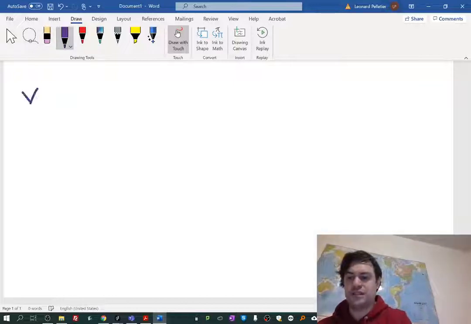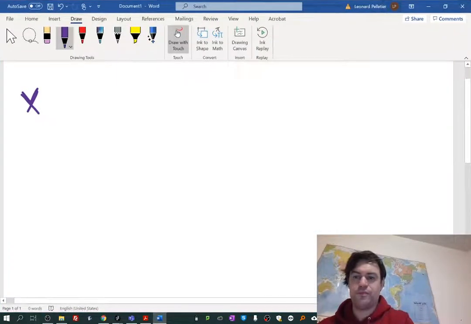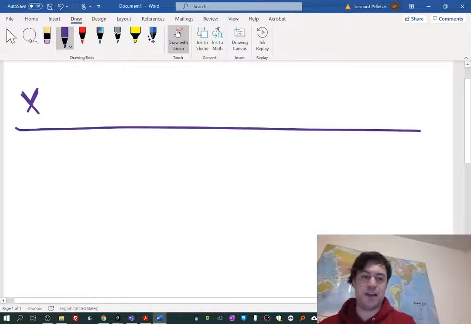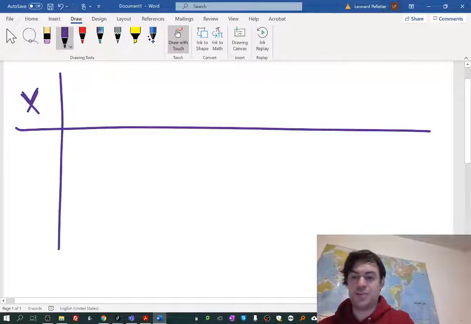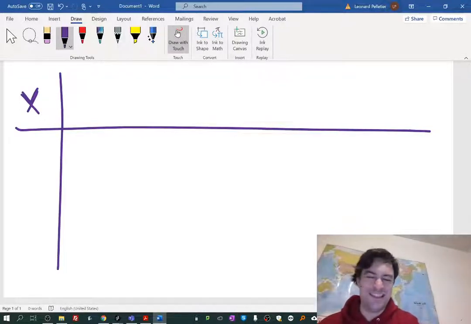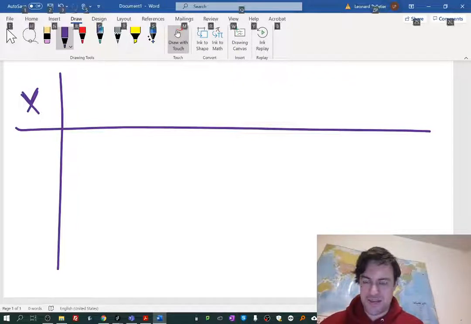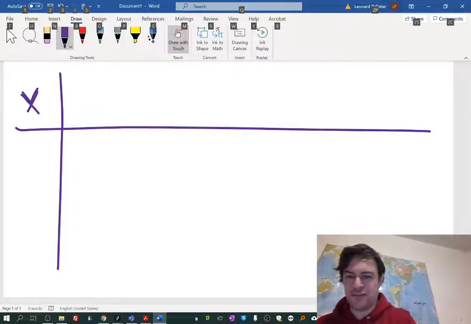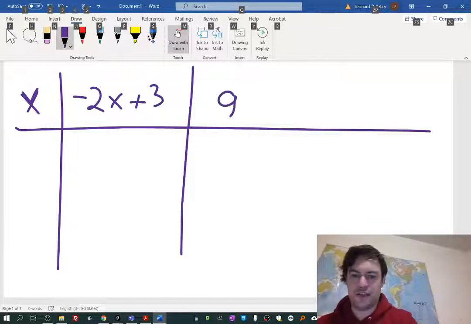Okay, so we have x. Oh, that's supposed to be an x. Oh, man. I want my pen back so bad. Anybody got a spare Dell Active pen they could lend me? So that's x. We have minus 2x plus 3, we have g of x, and we have xy.